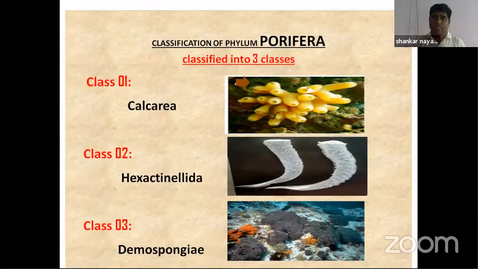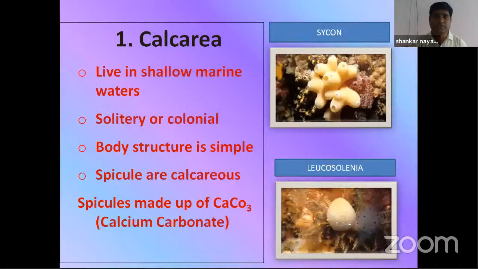Classification. When we see the classification of Porifera, Porifera is classified into three classes, namely Calcarea, Hexactinellida, and Demospongiae. Porifera is classified based on different characters. There are three classes: Calcarea, Hexactinellida, and Demospongiae.